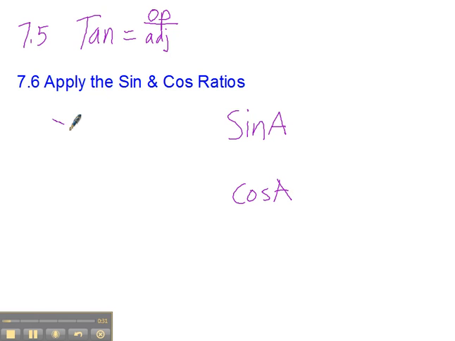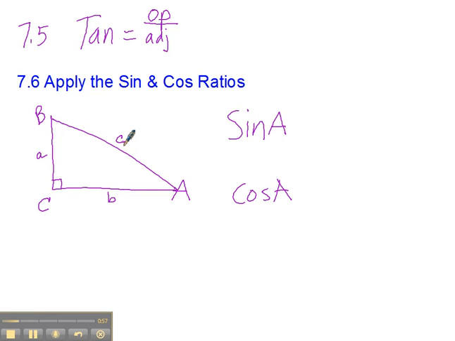So we'll draw a right triangle so we can actually look at it. Here's the right angle. We'll say that this is triangle A, B, C. And across from angle A is side A, across from B is side B, and across from C is side C.